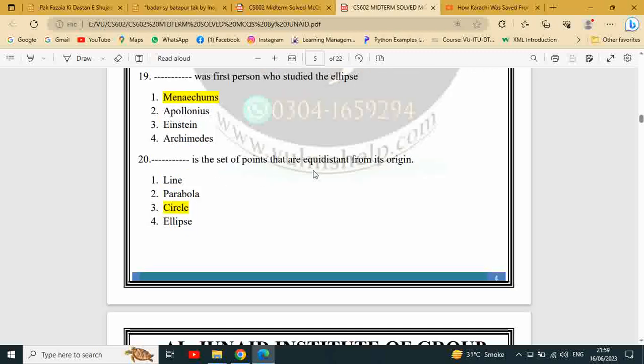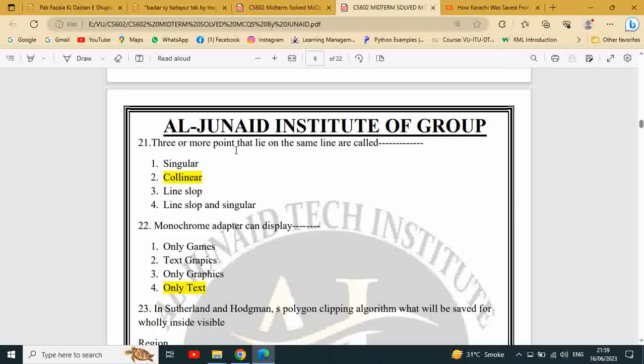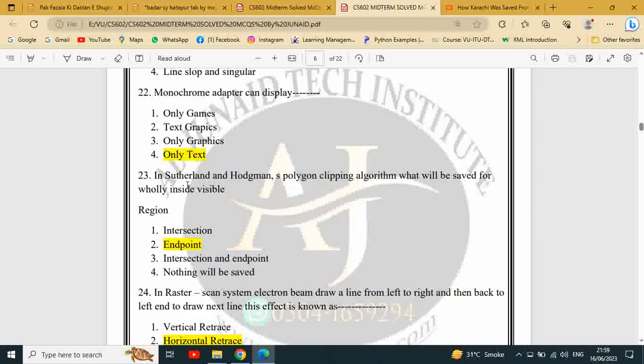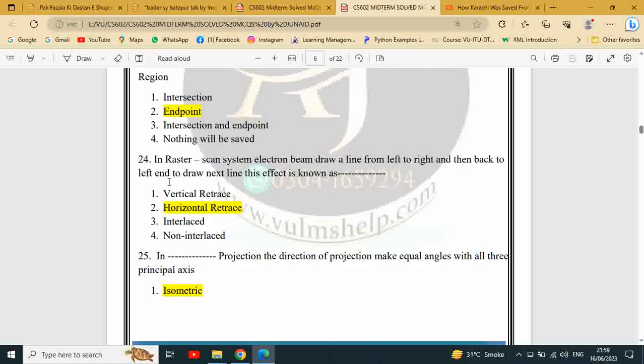Dash is the set of points that are equidistant from its origin. Circle. 3 or more points that lie on the same line are called collinear. Monochrome adapter can display only text. In Sutherland Hodgman polygon clipping algorithm, what will be saved for only inside visible endpoint. In raster scan system, electron beam draws a line from left to right and then back to left and draws next line. That effect is known as horizontal retrace.